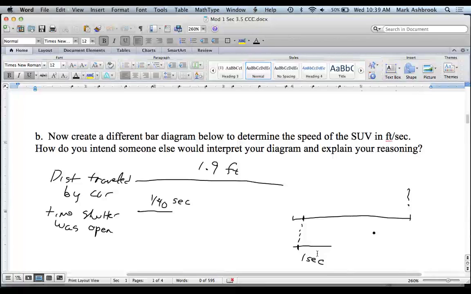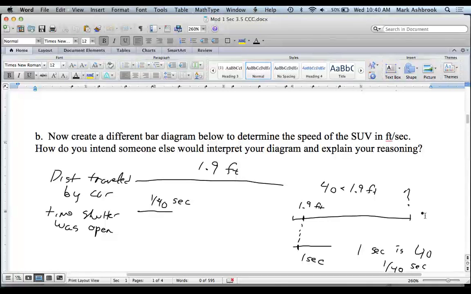Okay, so that's 1/40th of a second. So 1 second is 40 times 1/40th of a second. So the distance traveled in 1 second is 40 times this, our 1.9 feet, which is multiplication. And what do we get? Is that 78? 78 feet.